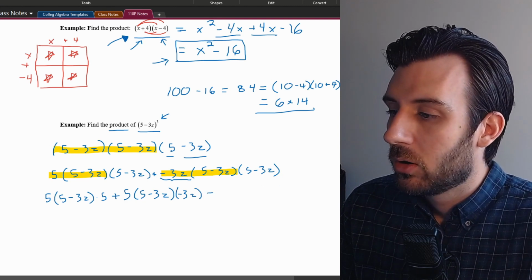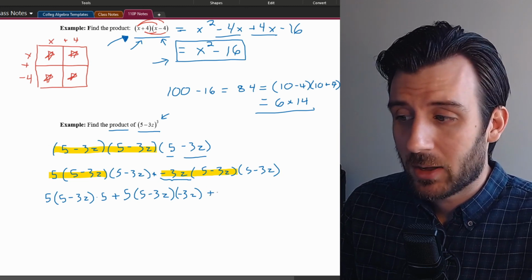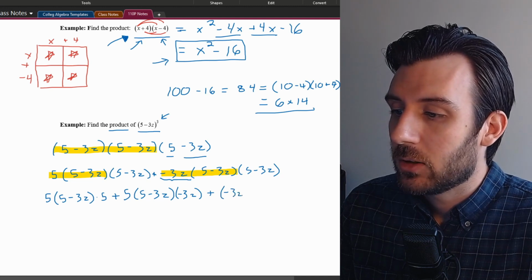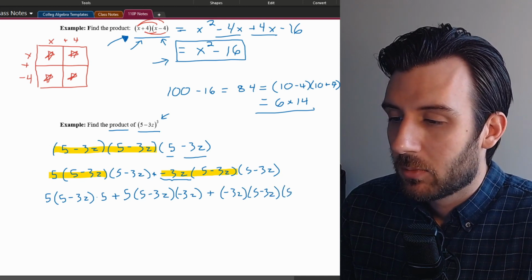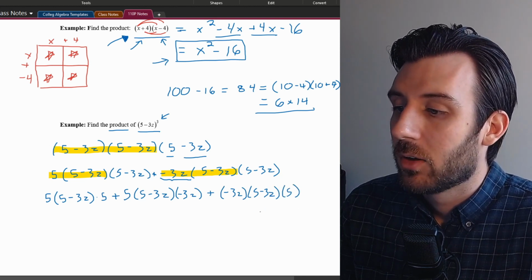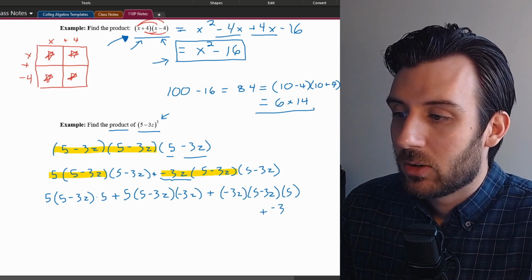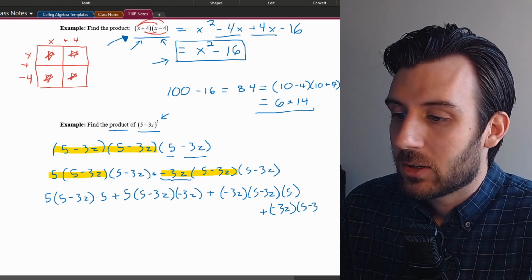So let's do plus, because I'm going to use plus, and then I'm going to bring my whole negative amounts over, so it'll be plus my negative 3z, 5 minus 3z, times 5. And then I have plus my negative 3z, times my 5 minus 3z, times a negative 3z.